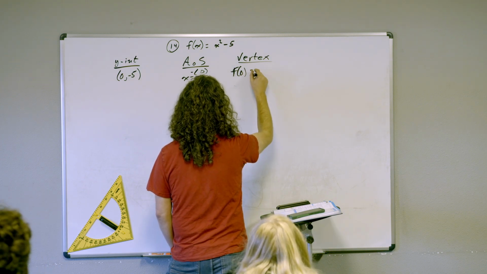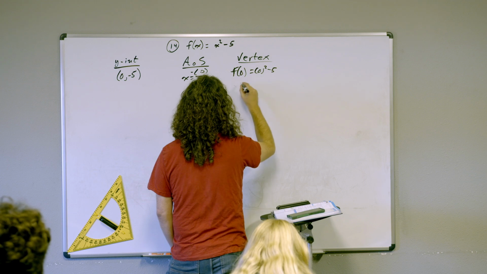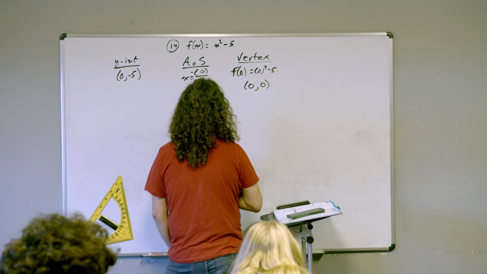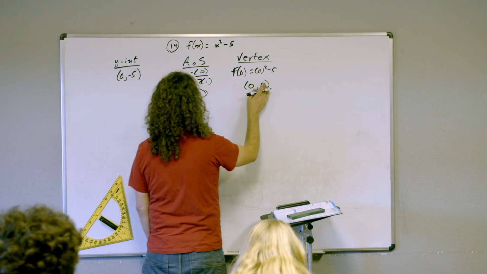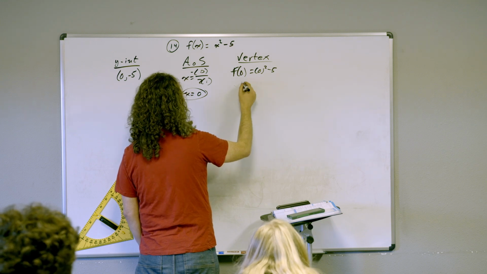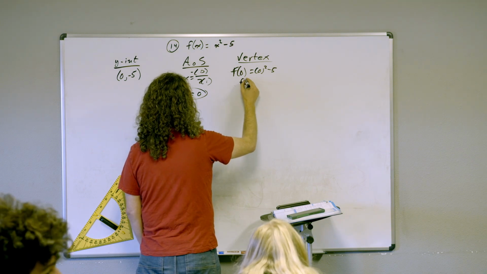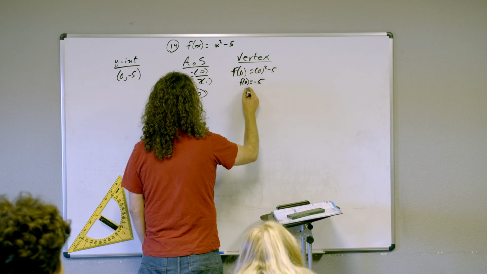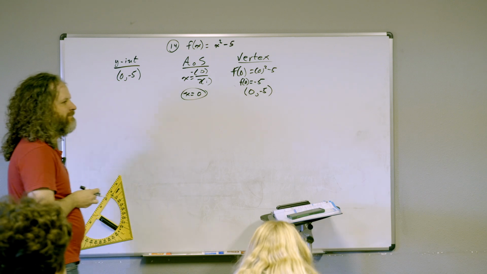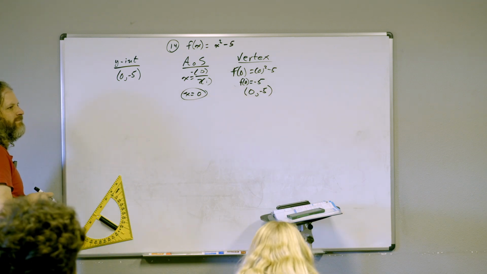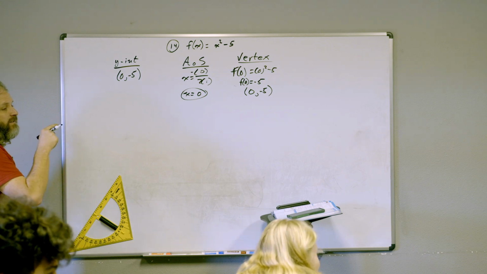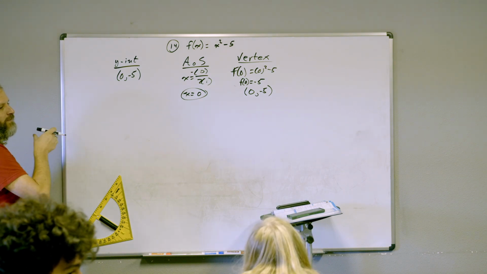The rest of the vertex, f of 0 equals 0 squared minus 5, which is also 0. See, that's why I like the ones that are missing. -5. Oh, it's not also 0. How's that not also 0? Well, the x part is. It's -5. The X is 0, the Y is -5. So, you're good. It's not always just that. In this case, it is the same because it didn't move left or right any.